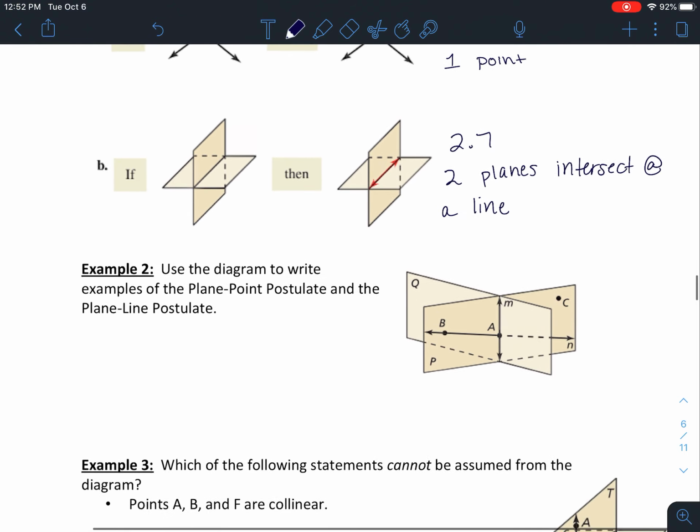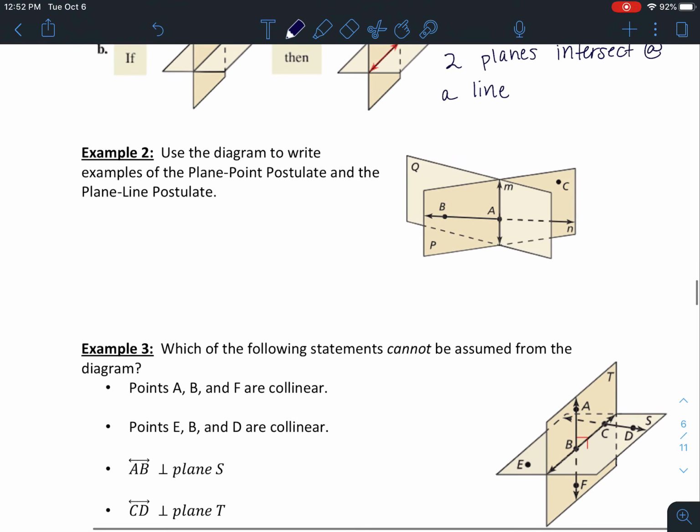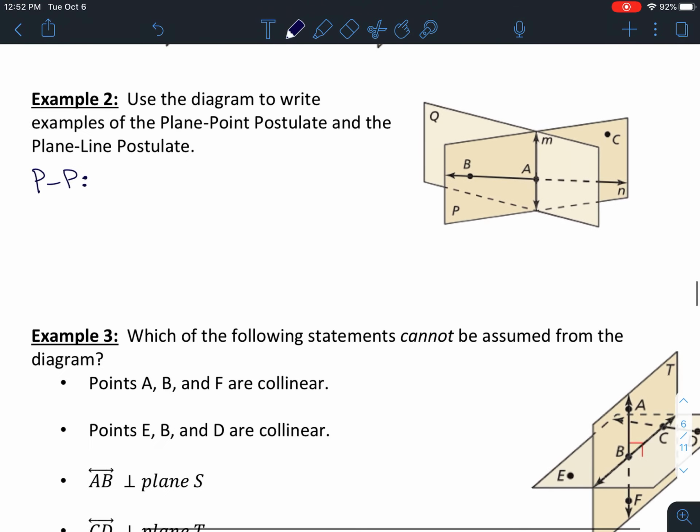All right. Example 2. Use the diagram to write examples of the plane point postulate and the plane line postulate. So the plane point postulate says that a plane contains at least 3 non-collinear points. So let's do plane point here. I'm going to label it as PP. Okay, so my examples of my PP, again, the plane point postulate says that a plane contains at least 3 non-collinear points.